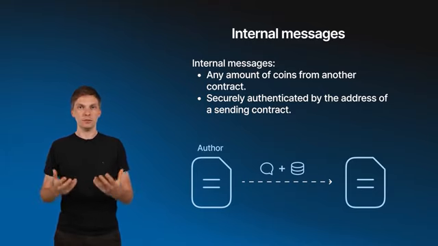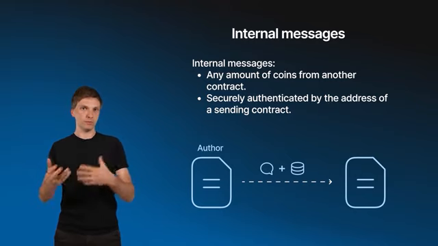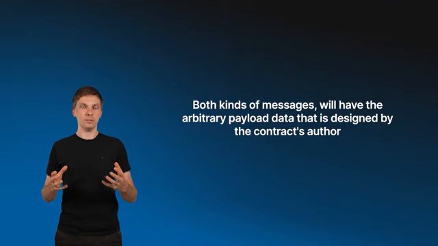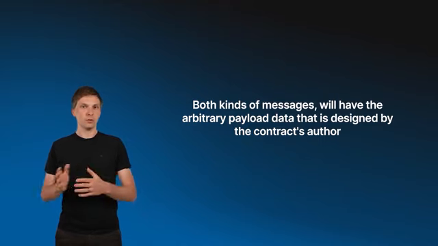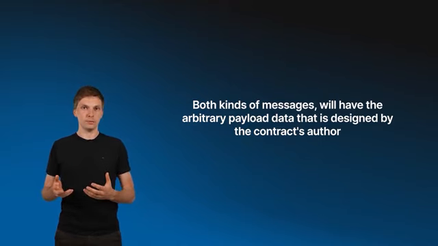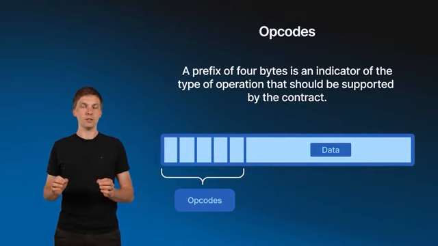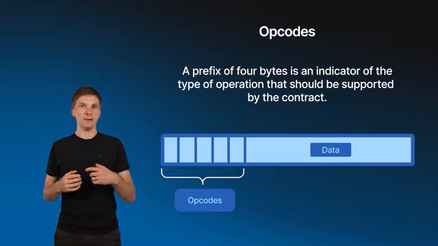Once the contract receives the message, it could have two separate handlers for internal and external ones. And both kinds of messages will have arbitrary payload data that is designed by the author of a contract. If the contract wants to process different kinds of messages, then it will use something that we call opcodes. These are operation codes. It's simply a convention to put a prefix of 4 bytes in the custom data in the message to indicate the type of the operation that the contract should support.